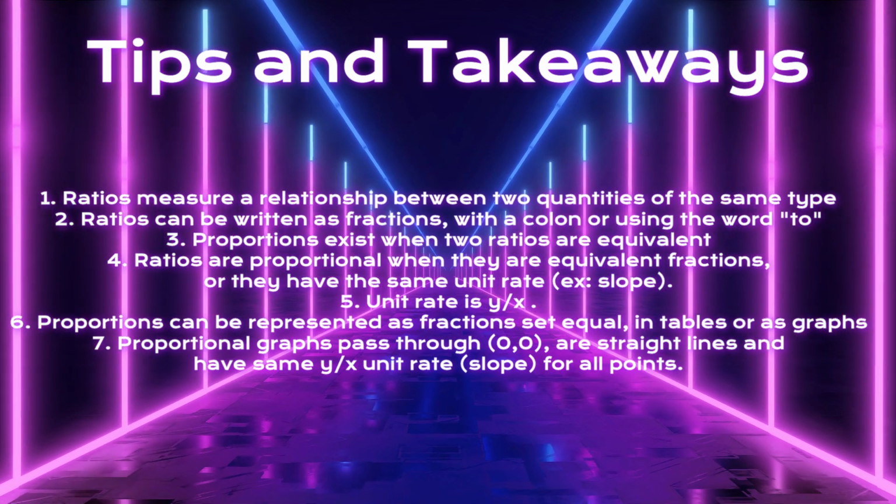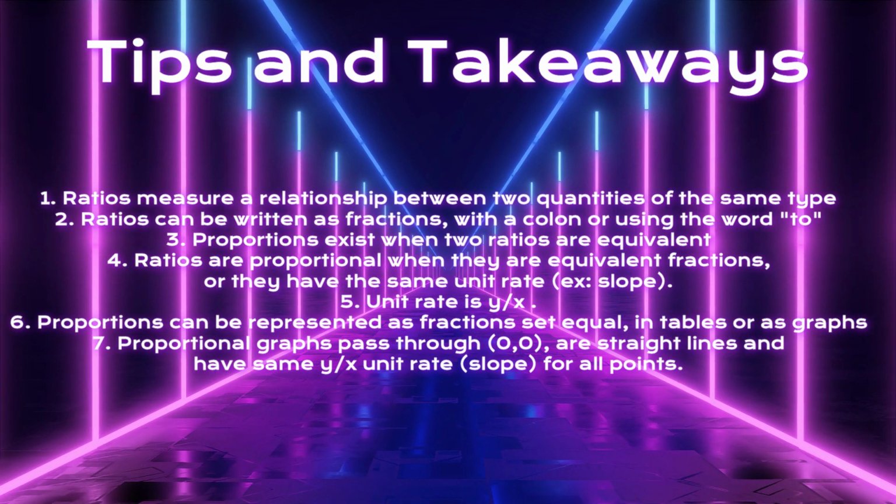So what did we learn today? Ratios measure a relation between two quantities of the same type. Ratios can be written as fractions, with a colon, or using the word "to." Proportions exist when two ratios are equivalent. Ratios are proportional when they have equivalent fractions or they have the same unit rate, which is the same thing as slope sometimes. And unit rate is y divided by x.